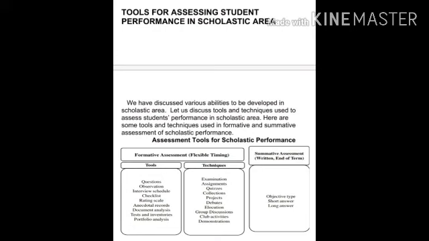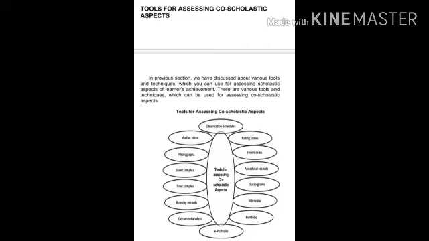Then comes an outlook upon tools for assessing co-scholastic aspects. In previous section, we have discussed various tools and techniques which you can use for assessing scholastic aspect of learners' achievement. There are various tools and techniques which can be used for assessing co-scholastic aspects. Through this figure, you can have a complete idea about the tools for assessing co-scholastic aspects.